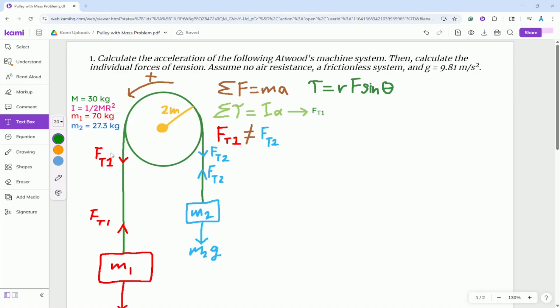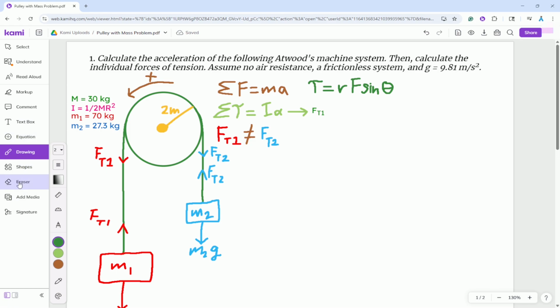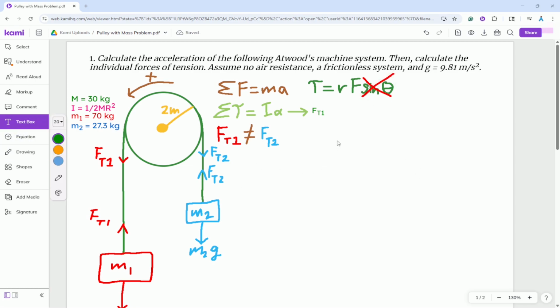Well, if you notice, the forces of tension, since they wrap around this pulley, always make a 90-degree angle, or they're perpendicular to the radius. So we don't actually need the sine theta, since if you remember your basic trigonometry, sine of 90 degrees is just 1. Sine of pi over 2 is just 1. So we can just say that torque, in this case, is just R times F. We don't need this, since we're dealing with right angles.